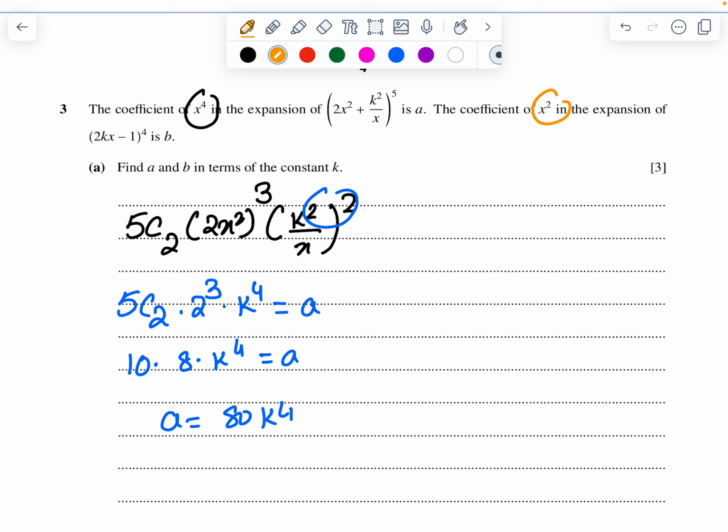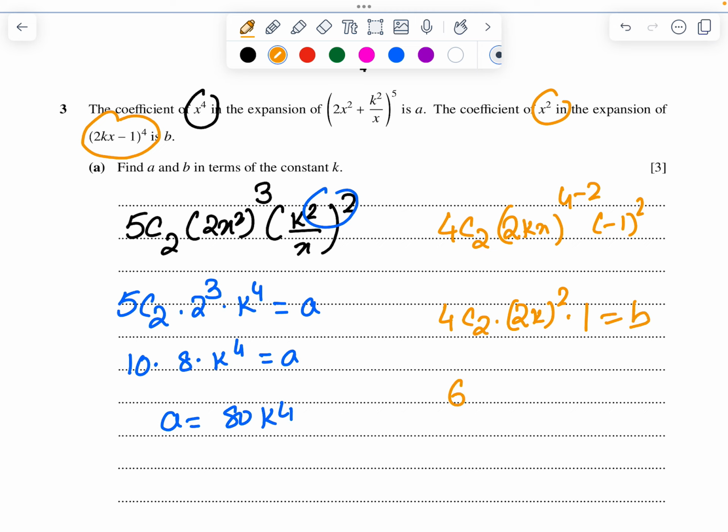Whereas the coefficient of x to the power 2 in (2kx minus 1) whole to the power of 4 will be 4C2 this time. (2kx) to the power of 2 times (minus 1) whole squared. It can be 4 minus 2 times (minus 1) whole squared. Now the coefficient is 4C2 times (2k) whole to the power of 2 times 1 equals b. 4C2 is 6, times 4k squared times 1 equals b. So b equals 24k squared.